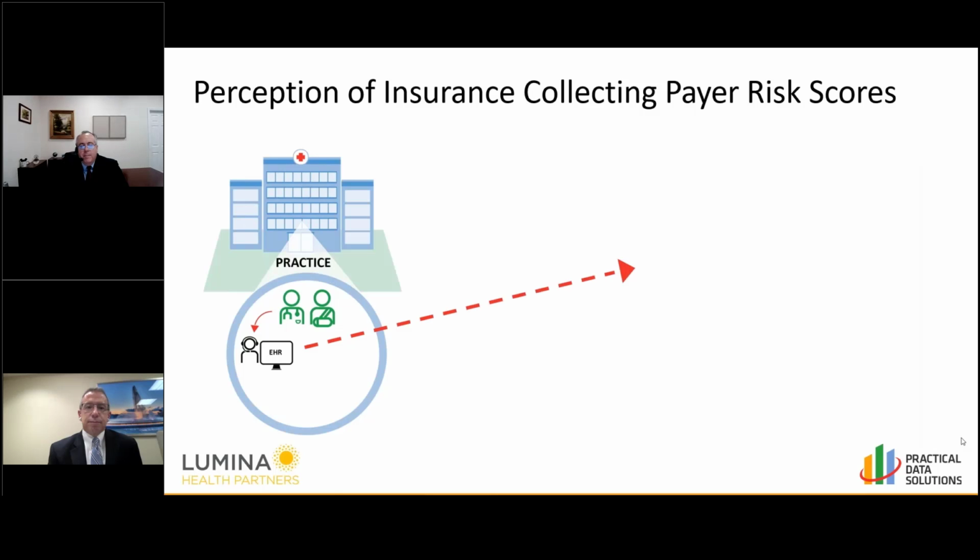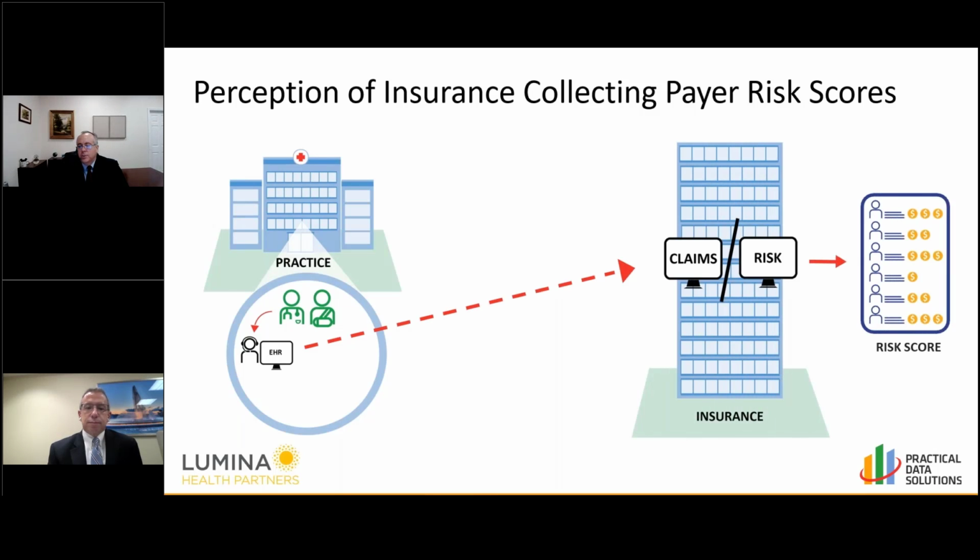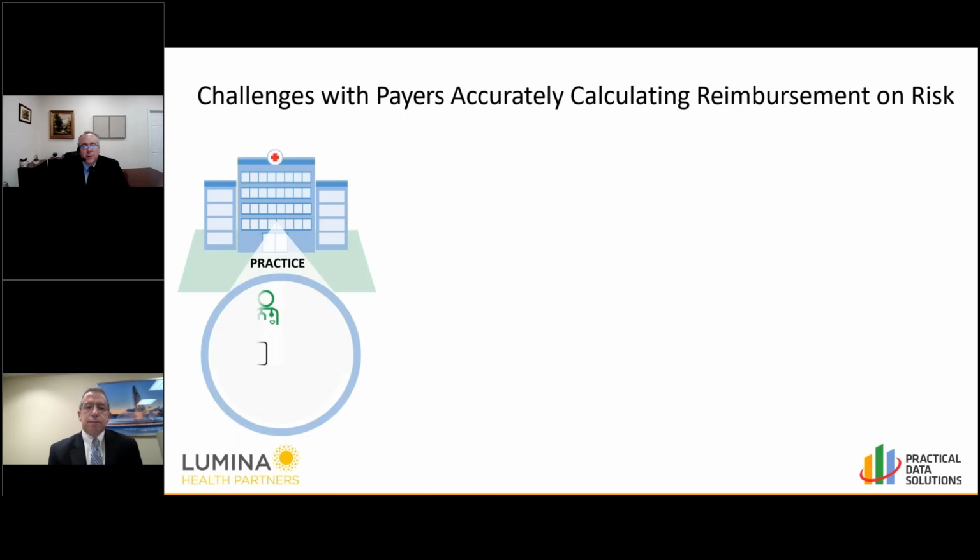But I mentioned a lot of people assume that what's in our EHR is what's going out to the insurance company, and that's how they're calculating our risk scores. And of course, when you step back and you think about it, it doesn't work that way. And if you've ever really followed the paper trail through, you would understand this.